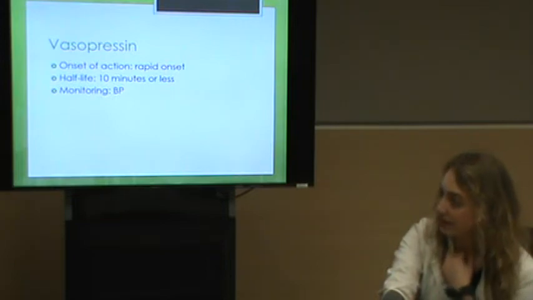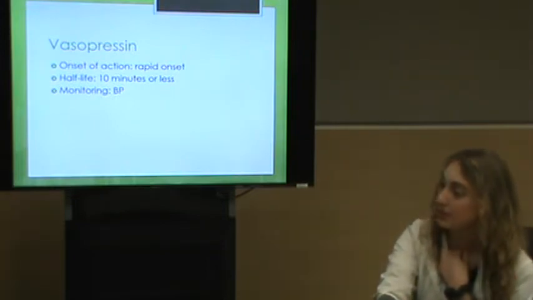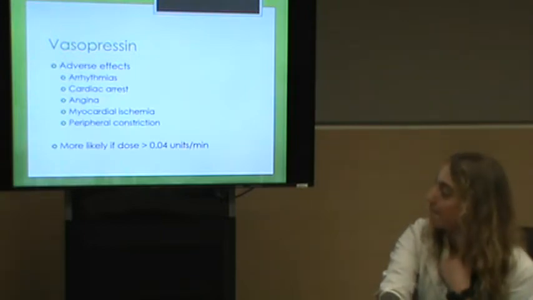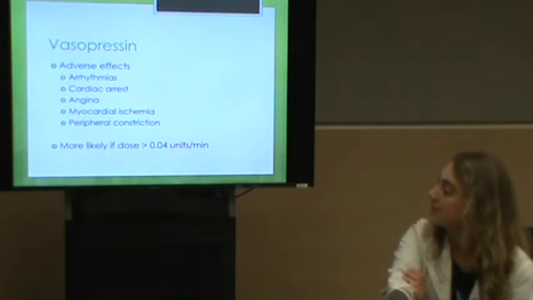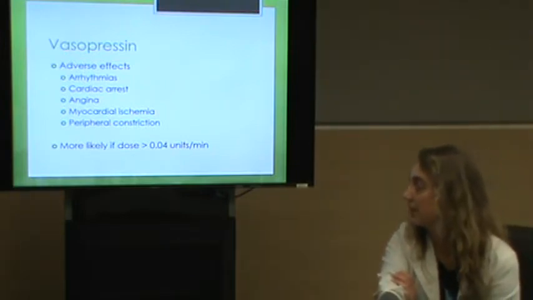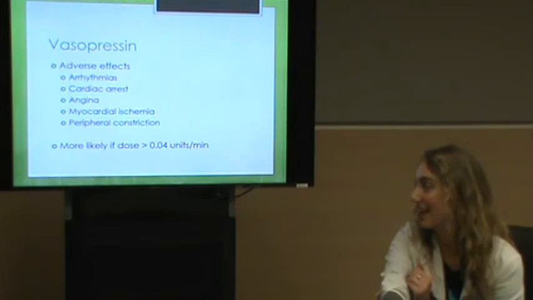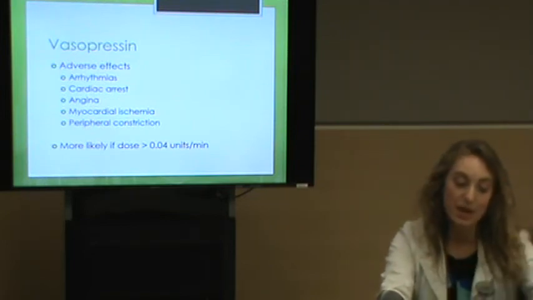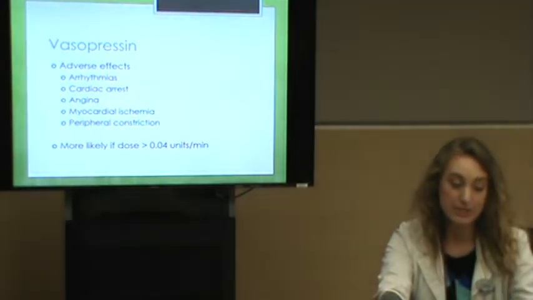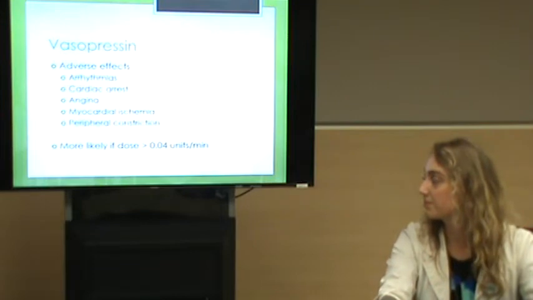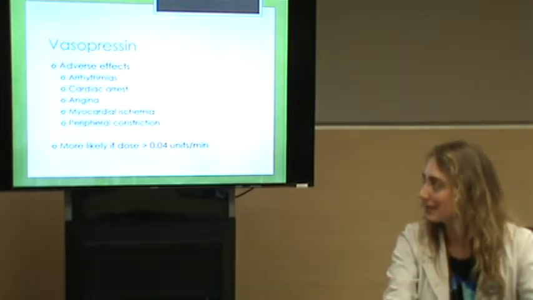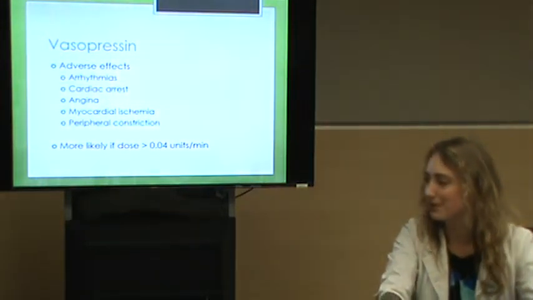The onset of action for vasopressin is also rapid. It has a half-life of 10 minutes, and it's important to be monitoring the blood pressure. For adverse effects, it can cause arrhythmias, cardiac arrest, angina, MI, and peripheral constriction. But all those side effects are more likely if the dose is greater than 0.04 units per minute. So for most patients, if you're using the lower doses, they won't experience any of the severe side effects. So it's considered relatively safe, although it's not as readily reached for.